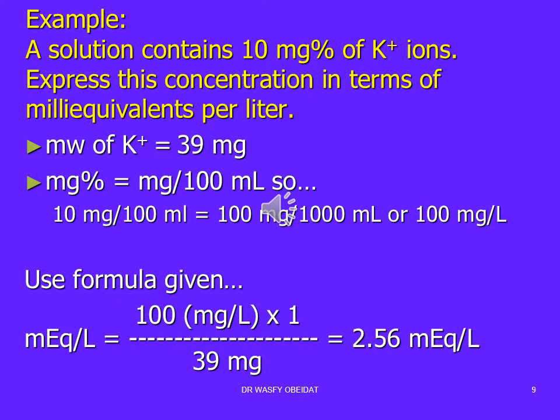Now we work on this number, which is 100 milligrams per liter, and we include it into formula number 1, and then we multiply this by the valency and divide by the atomic weight, and therefore the result will be in milliequivalents per liter, and in this example it is 2.56 milliequivalents per liter.